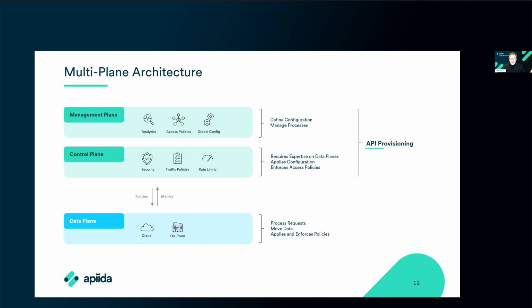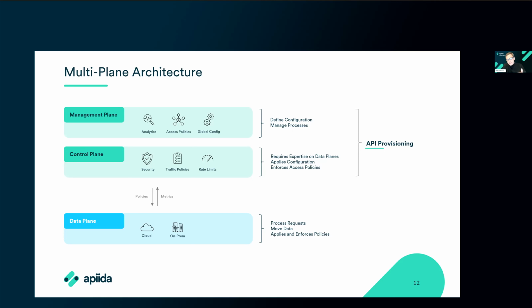Then we have the control plane, which takes care of security and traffic shaping. So what do my traffic policies look like? Are there any rate limits? Is there throttling? For that, of course, you need to know how to translate that to the different data planes. But you can define that in a way, as we will be seeing, that is independent of the data plane. And API provisioning lives in that management plane and in that control plane.